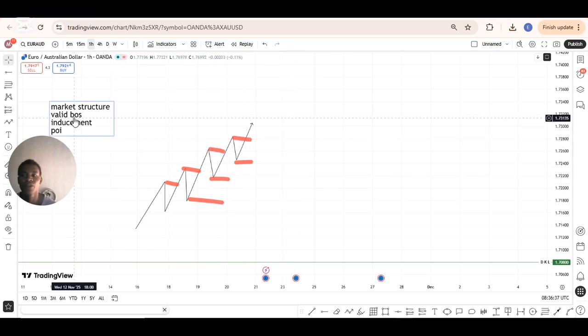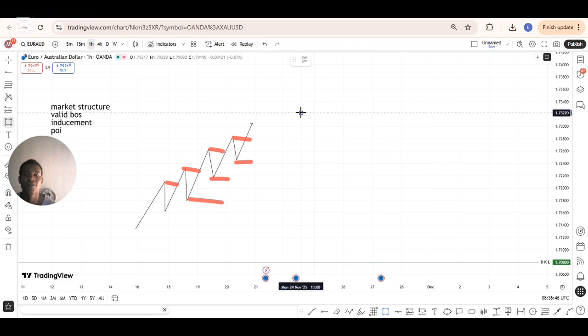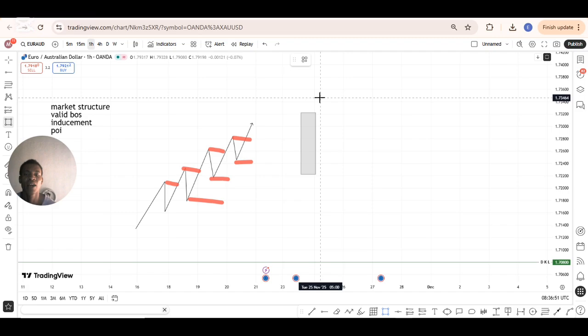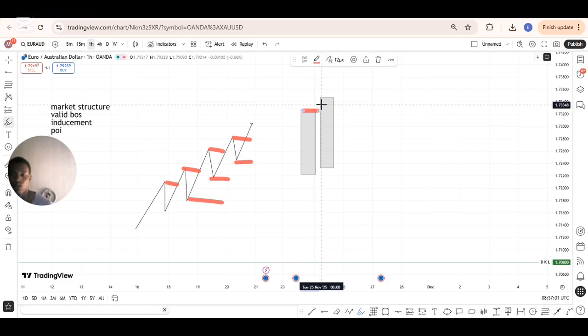Now we said we are looking at market structure, which we've gotten. We said we are looking at valid BOS. Now a breakout structure is valid when the next candle takes out the previous high in an uptrend. So if we have something like this, we can say that this breakout structure right here is valid. Why? Because this candle takes out the high of this candle with a full body candle.